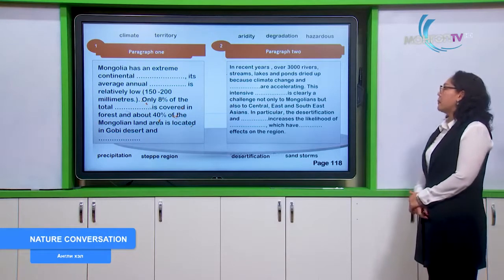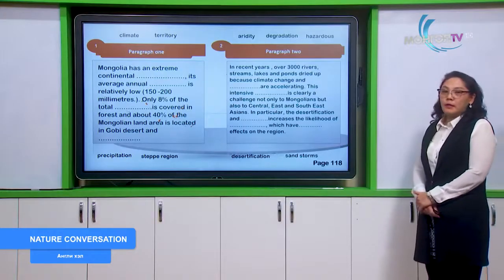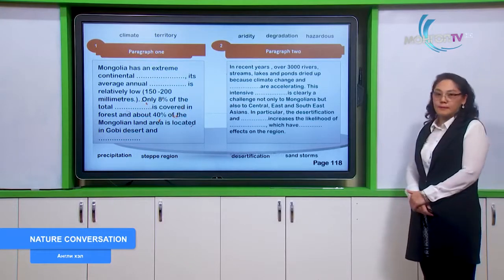Let's see paragraph 2. In recent years, over 3,000 rivers, streams, lakes, and ponds have dried up because climate change and blank are accelerating. This intensive blank is clearly a challenge not only to Mongolians, but also to Central, East, and Southeast Asians. In particular, desertification and blank increase the likelihood of blank, which have blank effects on the region. Think very carefully about which words are suitable for all these blanks.